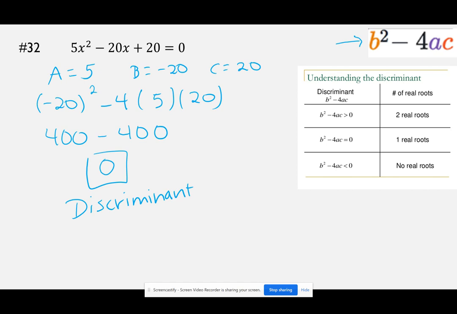Okay, so my discriminant, now I have to take it over to the table here, and it says if the discriminant is equal to 0, there is one real root. So this one has one solution or root. Okay, so if you remember, the roots or the solutions are the x-intercepts. Okay, you're going to do the same thing for numbers 34 through 36. Find the discriminant and then determine how many solutions there would be. So you would use the same equation and the same chart.